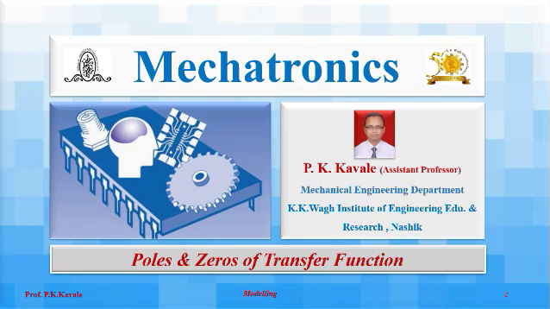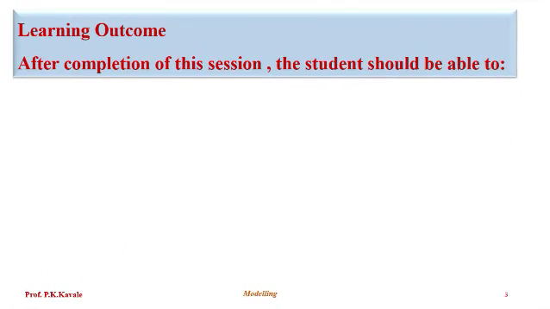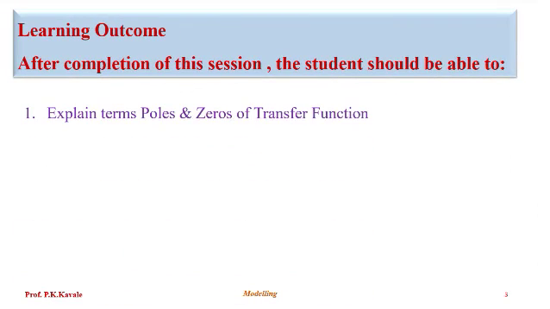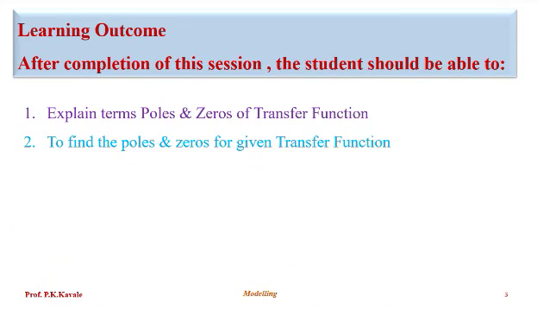So today's topic in mechatronics is poles and zeros of a transfer function. After completing this session, participants will be able to explain what is meant by poles and zeros of a transfer function. Then they will be able to solve numericals to find the exact values of the poles and zeros for the given transfer function. And once they find them, they can plot them on a graph. That graph is known as the S domain.